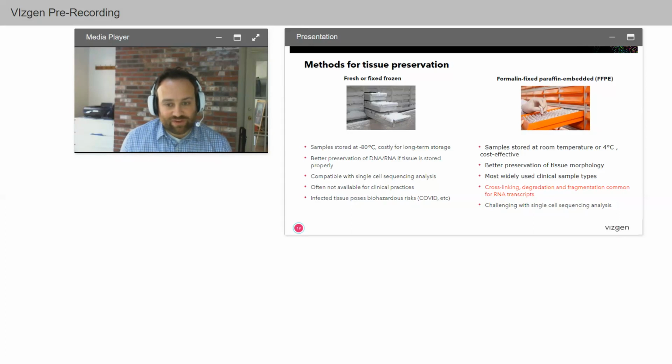However, we know that FFPE samples, formalin-fixed paraffin embedded samples, are the most widely used clinical sample type, especially within oncology. This is a very common sample preservation system, as these samples can be stored at room temperature. They're also very good at preserving tissue morphology. The problem here is that it cross-links the tissue, degrades it, and can oftentimes fragment RNA transcripts. So even though we have a great deal of archival samples stored this way, it presents a problem in trying to analyze this and get at the RNA within the tissue.